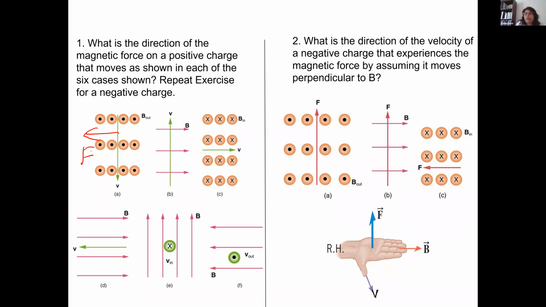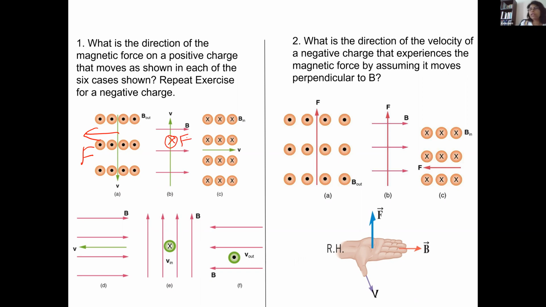Okay, so now again the second one, your thumb will be the direction of velocity. Now my fingers should be pointing towards the B direction. B is to the right and thumb is up. Then my palm will be into the board, right? So in this case, I have the into-the-board force.